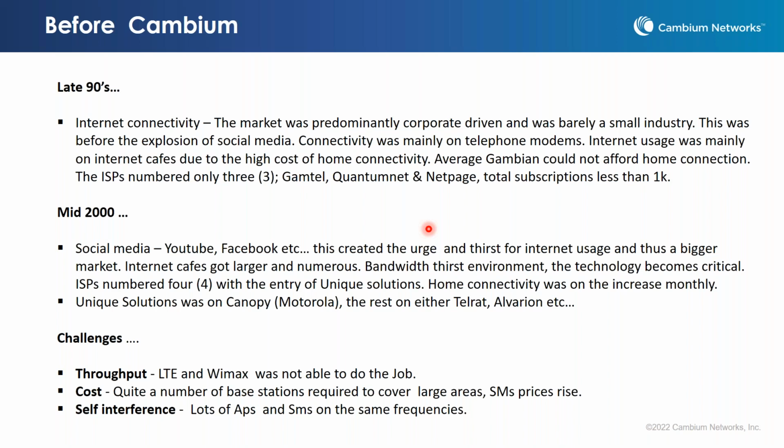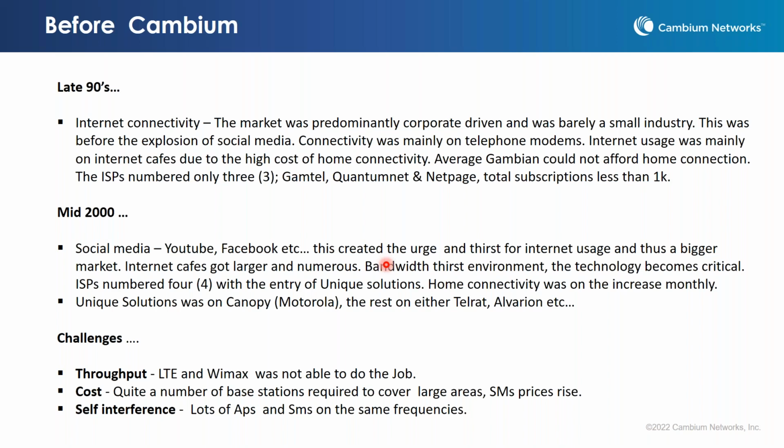That is why in the late 2000s we had some ISPs looking at the 5 gigahertz, because most of them were on the LTE license band, and some were on WiMAX as well. License frequency in the Gambia is very expensive. Some were paying up to $18,000 per annum. So when you scale and you want to stay in business, you have to look for cheaper ways of operating.